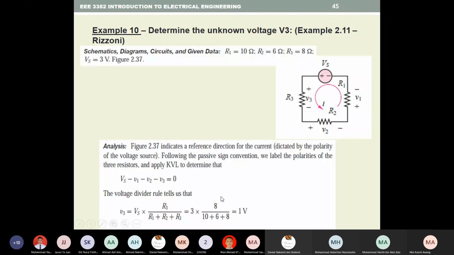Okay, so using the voltage divider rule, V3 is equal to Vs times R3 over R equivalent. R equivalent here is R1 plus R2 plus R3. So Vs is 3 volts, R3 is 8 ohms, divided by 10 plus 6 plus 8, equal to 1 volt. Right?